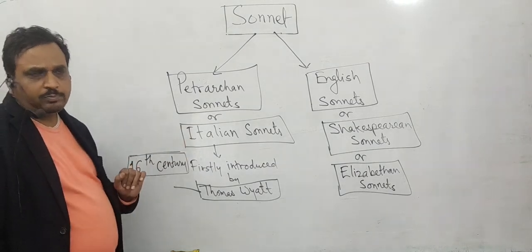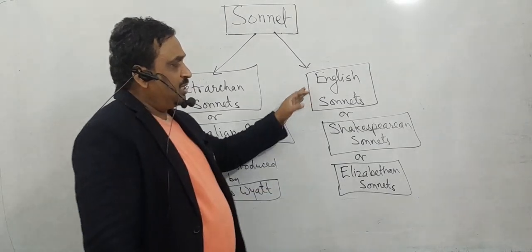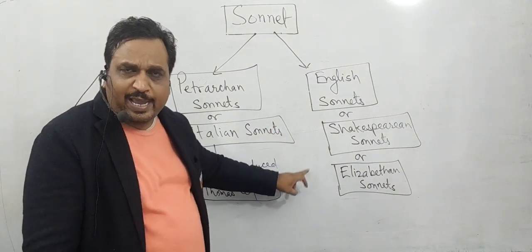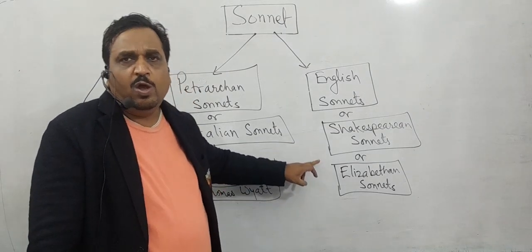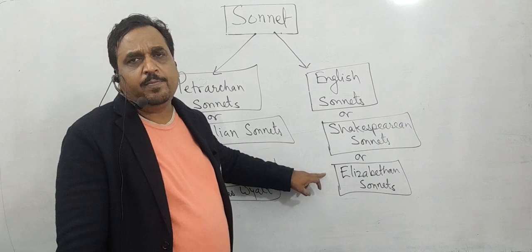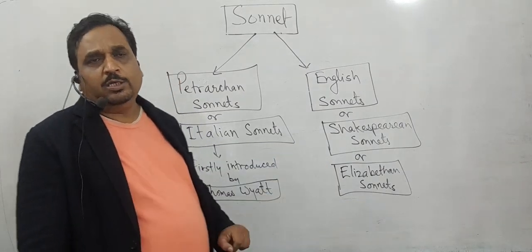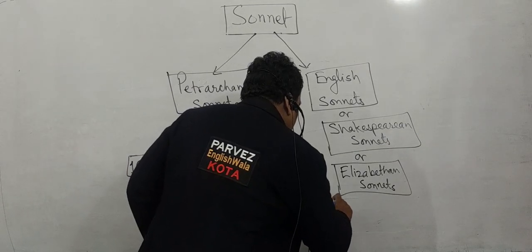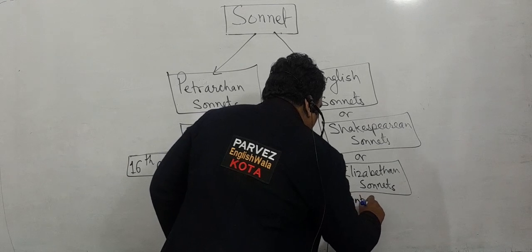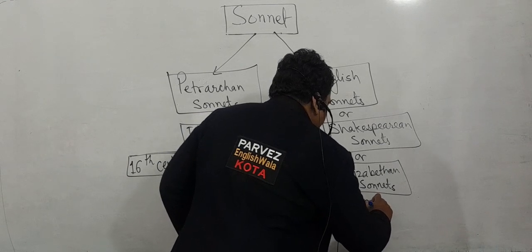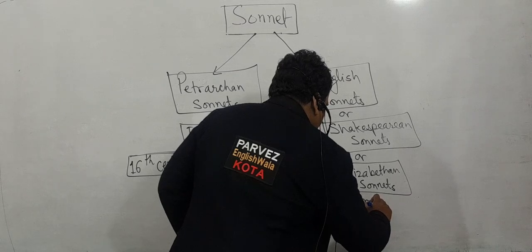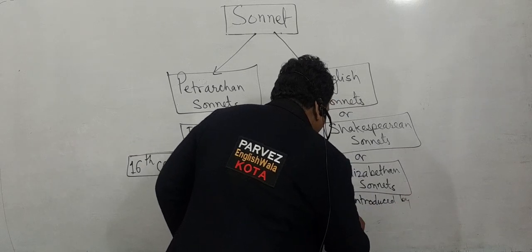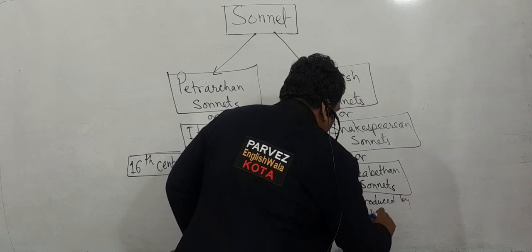Now let us see who introduced the Shakespearean sonnet. Okay, so the Shakespearean sonnet, again in the 16th century, was introduced first time by Henry Howard. So you may write down here, firstly introduced, I am talking about the Elizabethan sonnets or English sonnets or Shakespearean sonnets, firstly introduced by Henry Howard.